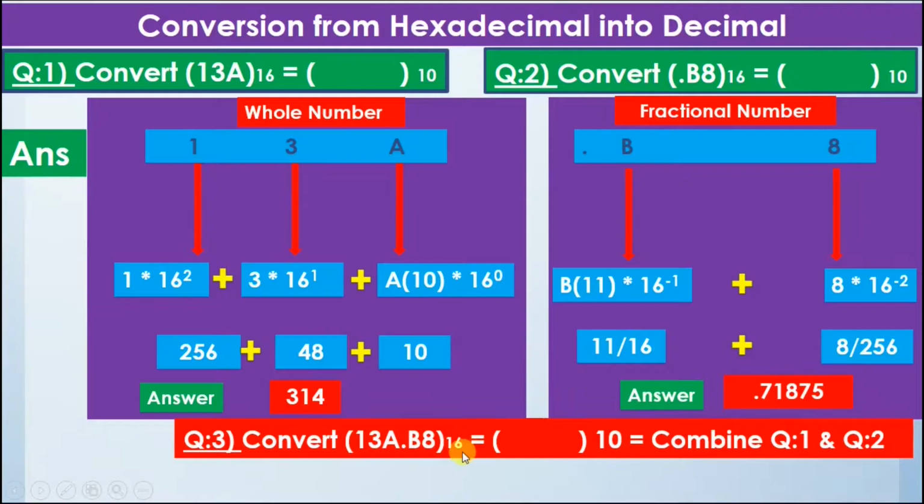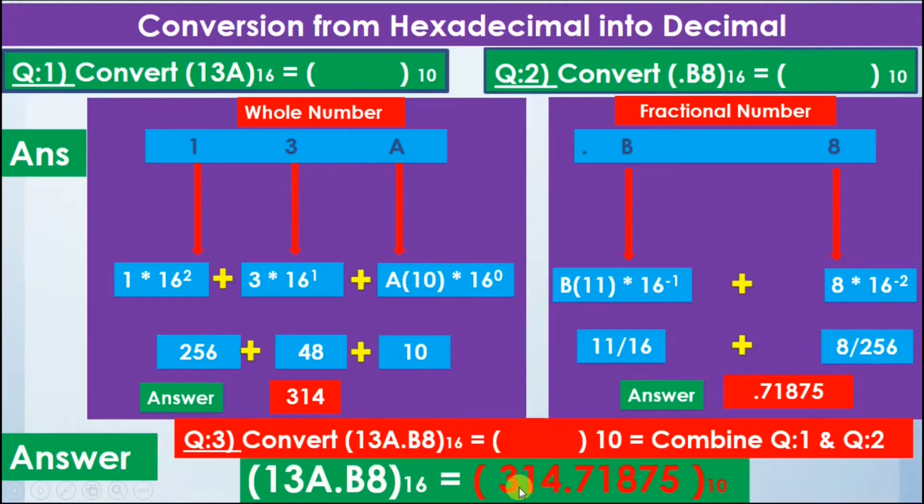So now let's look at question number 3, in which we are given the number 13A.B8 in hexadecimal and we have to convert it into decimal. So what we will do, we will combine question number 1 and question number 2, right? So we will solve 13A using this procedure and we will solve 0.B8 using this procedure. So as we have already calculated the values, we will combine this answer with this answer.